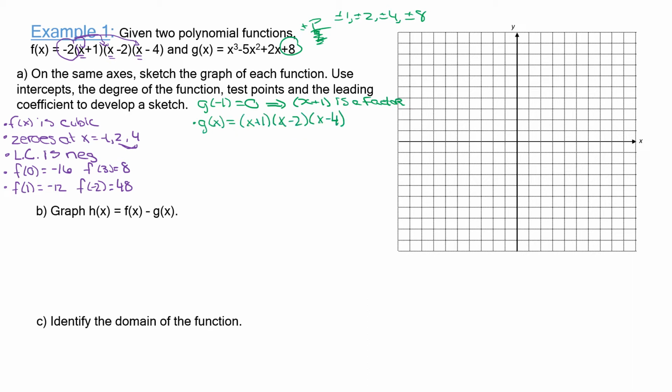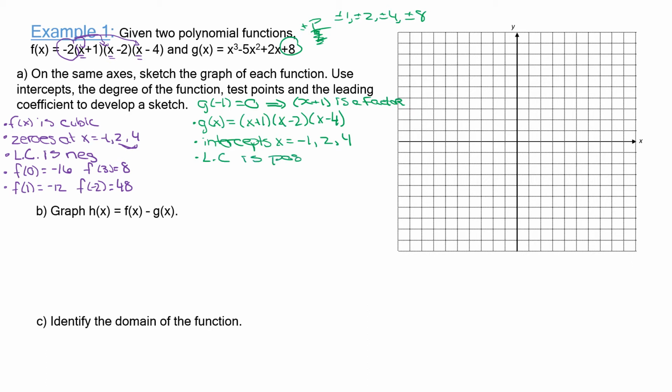There we go, all factored. So that gives us the intercepts, or the zeros, when x equals -1, 2, and 4. And that's what we had last time too, so that's interesting. It's not the same function though, because they have different leading coefficients. This one, the leading coefficient is positive.